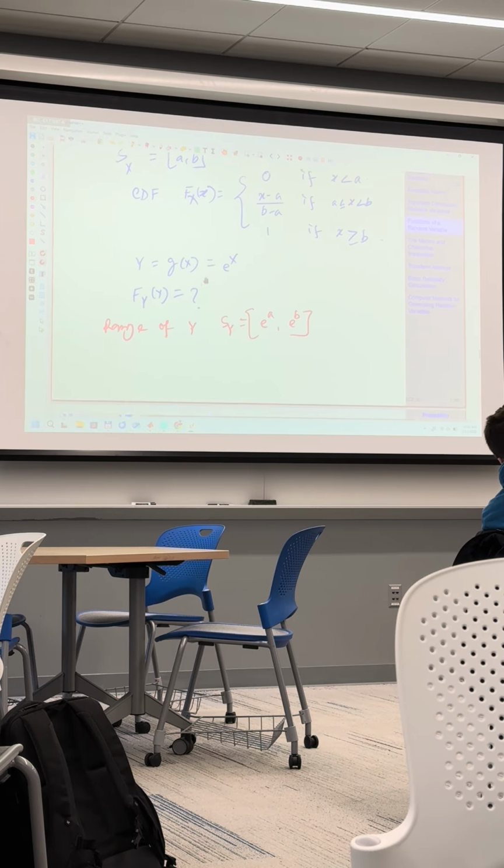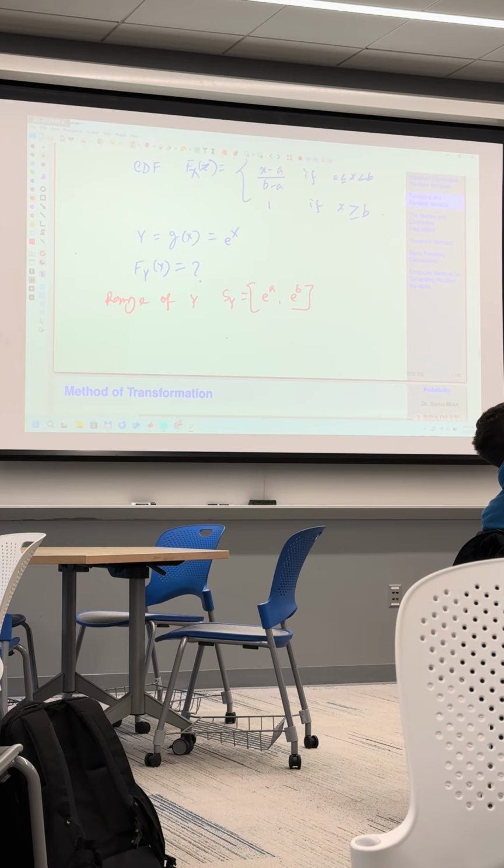And then you need to find x equals g inverse of y, which is basically, what is x in terms of y, guys? You take the logarithm, right? The natural logarithm. Y equals e to the x, so x equals the natural logarithm of y. So this is your x equals g inverse of y. So you now know this.